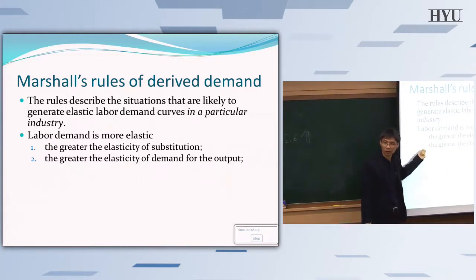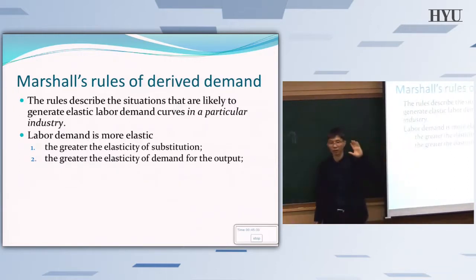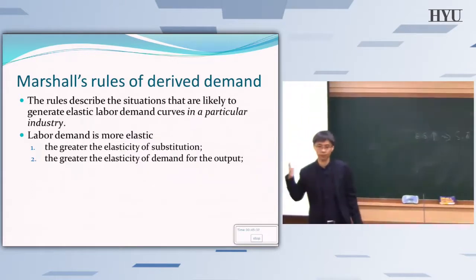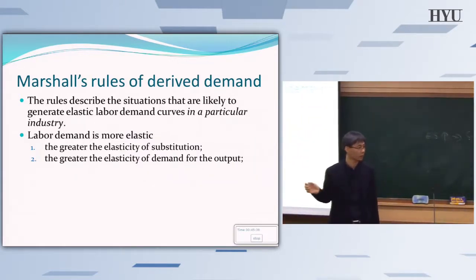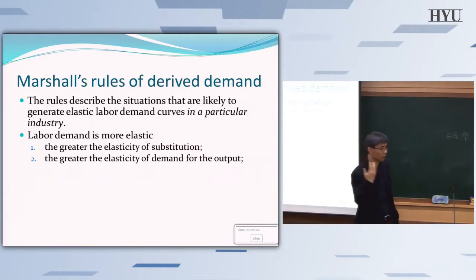Second, the greater the elasticity of demand for the output. Think about it. Which effect does it affect, scale effect or substitution effect? It should affect the scale effect. Think of this as labor demand in a particular industry, so we are thinking about a monopoly situation. Wage goes up, so cost is higher.